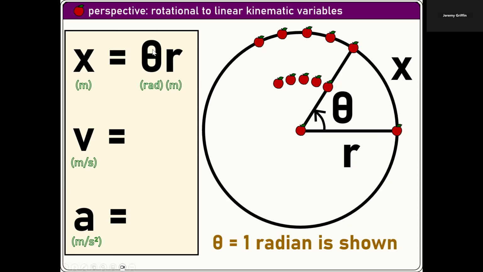Now, the catch here is theta. Can theta be in degrees? No, it has to be in radians. You're looking at 1 radian right there, about 57 degrees, pretty close.